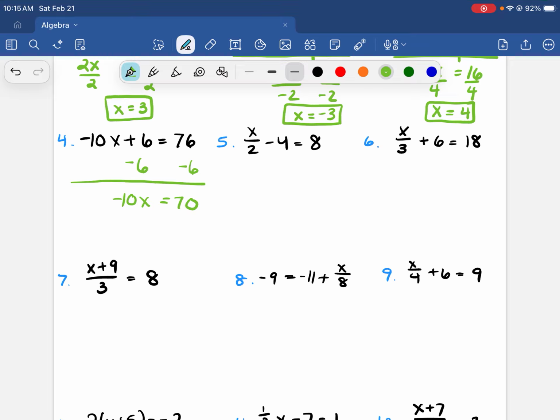Negative 10 times x, I want to do the opposite of that, so I'm going to divide by negative 10. I want to do the opposite of multiply. Negative 10 divided by negative 10 is a positive 1x equals 70 divided by negative 10 is negative 7.